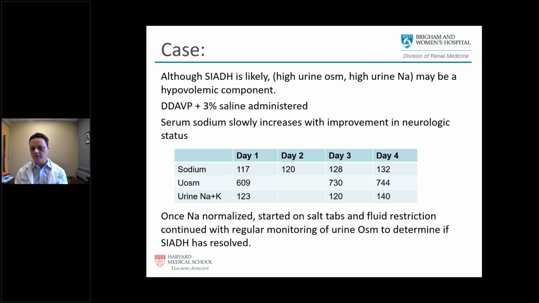Her serum sodium went from 117 to 120 to 128 to 132. Her urine osmolality went from 609 to 730 to 744, and her urine sodium plus potassium were 123 to 120 to 140. So again, what we're seeing here is persistently high urine osmolalities in the context of a correcting serum sodium concentration, suggesting that she truly has SIADH. Once the sodium was normalized, she was started on salt tabs and fluid restriction and continued with regular monitoring of her urine osmolality to determine if the SIADH had resolved, which was likely because of the brain injury.